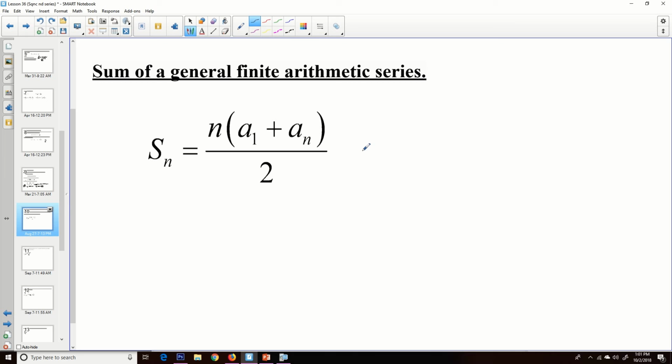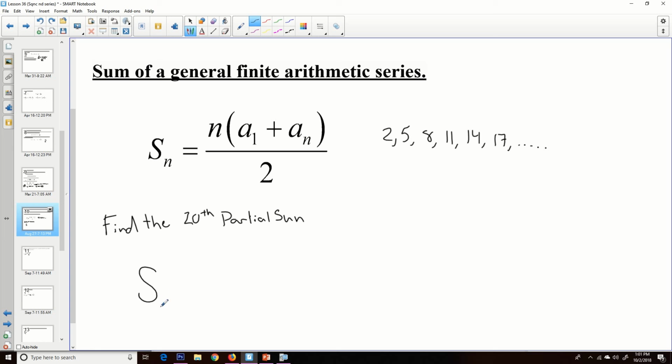Let's say I wanted to find the sum. Well, let's just make one up here. So let's say my arithmetic sequence is 2, 5, 8, 11, 14, 17, and so on. And I said I want to find the 20th partial sum. All right, so I'm trying to find S sub 20.